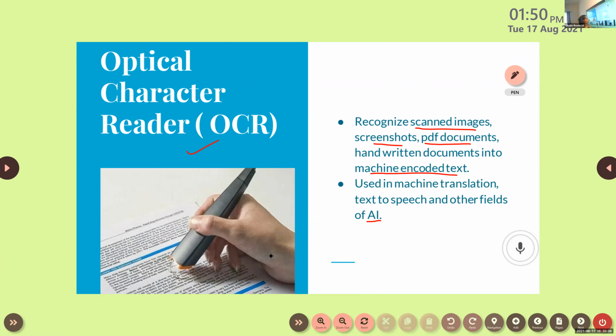Okay. Is that clear? Yes, ma'am. Recognizes the documents into machine encoded text.